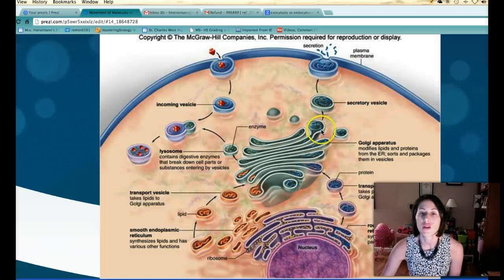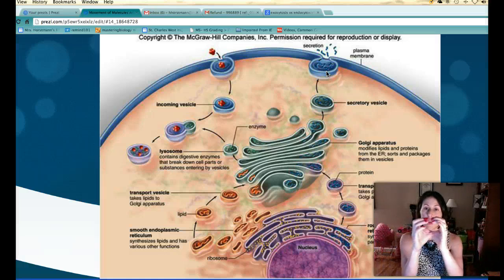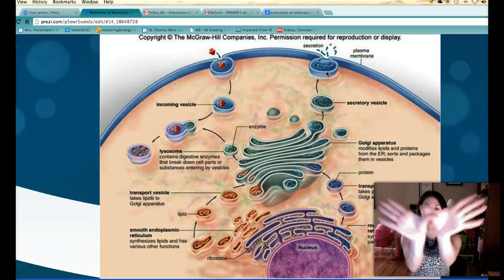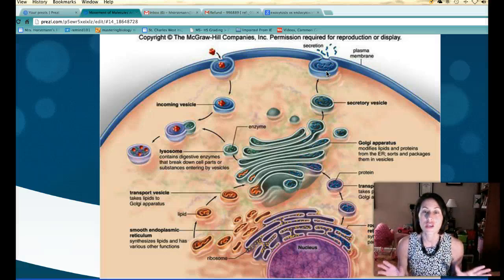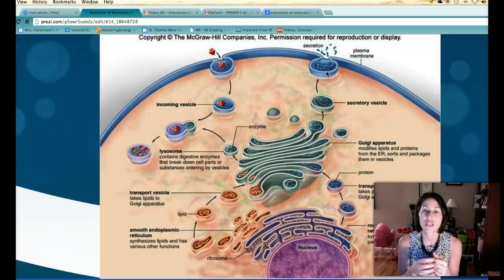So here we go. Here's our package that's about to be squeezed off of the Golgi apparatus. Then it's going to move to the cell membrane, and that cell membrane is going to actually fuse with that vesicle, and it's going to open up, and then it's going to push that big protein out, okay? So that protein is going to be secreted, and it's going to go to whatever part of the body that it needs to and work on those cells. Okay, so that's the process of exocytosis, pushing really big molecules out of the cell.